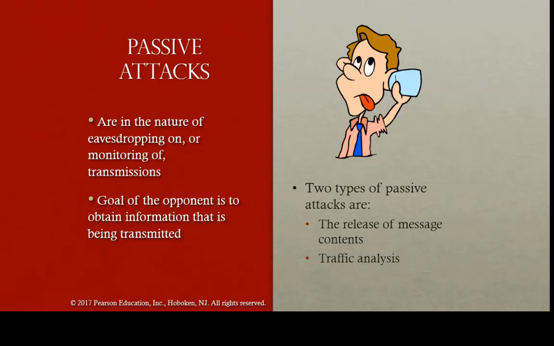Passive attacks are very difficult to detect because they do not involve any alteration of the data. Typically, the message traffic is sent and received in an apparently normal fashion, and neither the sender nor receiver is aware that a third party has read the messages or observed the traffic pattern. However, it is feasible to prevent the success of these attacks, usually by means of encryption. Thus, the emphasis in dealing with passive attacks is on prevention rather than detection.